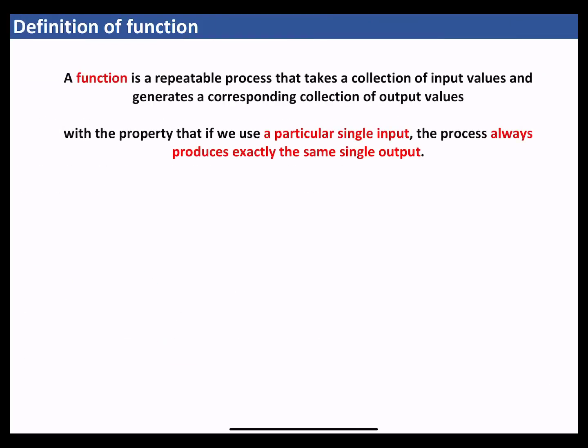So we know a function is a repeatable process that takes a collection of input values and generates a corresponding collection of output values, with the key property that if we use a particular single input, the process always produces exactly the same single output. So every input corresponding to exactly one output guarantees that we have a function.